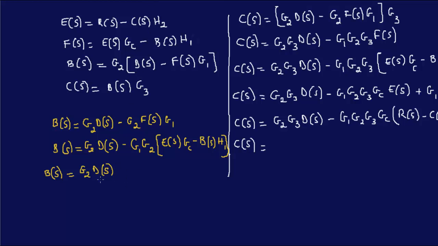Okay, I'll just solve without talking too much. So G2 DS, G1, G2, GC, ES plus G1, G2, H1, BS. This is not part of it. Okay.